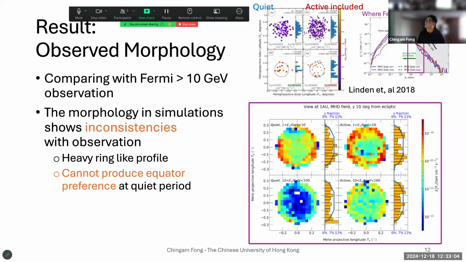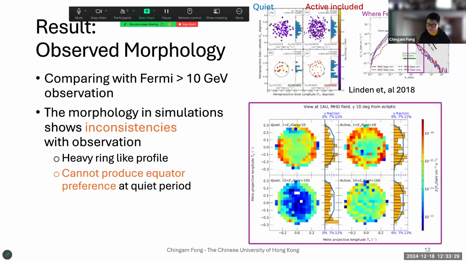And that is not the case in any of the observations during different time periods and during different energies. And especially over here, where there's a focus at the center of the sun at the quiet period, we never get anything like that in our simulation. So that shows us that the corona field is not enough to explain everything in the simulation. That is, the simulation cannot explain the observation.